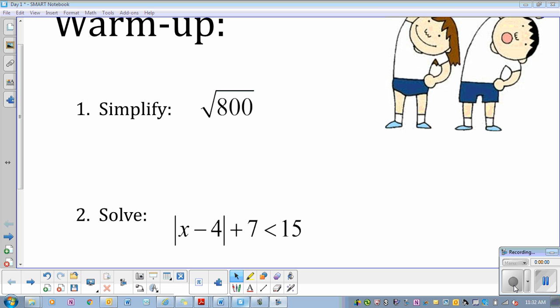All right, so let's go over this warm up. So this is simplify square root of 800. A lot of you guys went straight to the calculator to check. That's fine, because you know why? It may be a perfect square and you might get a nice pretty number. But if you go to square root of 800, you get a decimal, right?